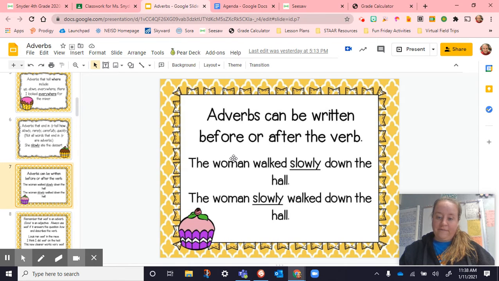All right, so adverbs can be written either before or after the verb. So this verb is walked. So the woman walked down the hall. We're describing how she walked. So you could put it before and say the woman slowly walked, or you could put it after, the woman walked slowly. So either one.